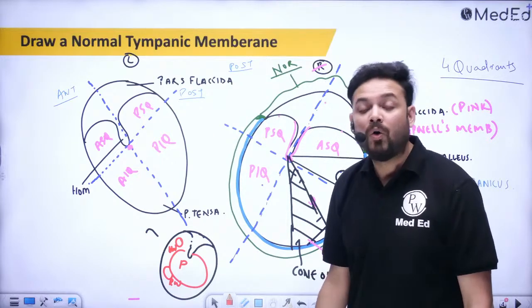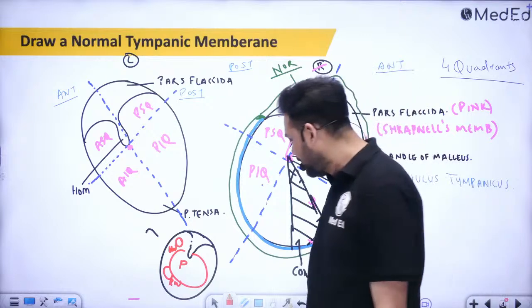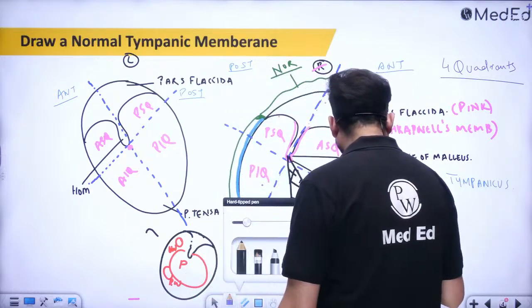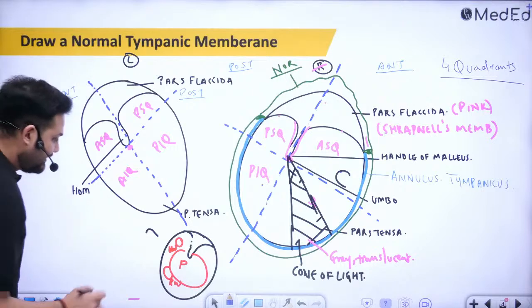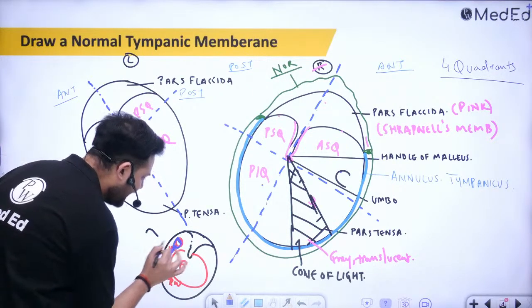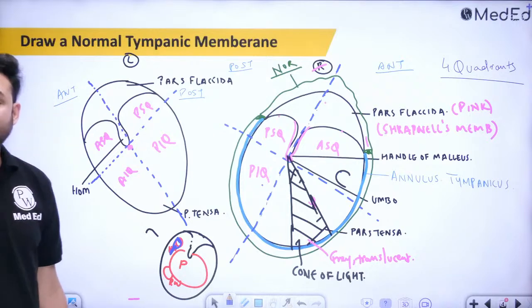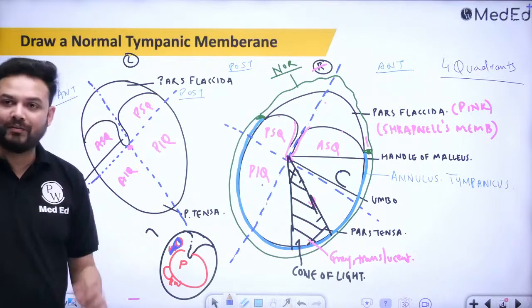Now, what opens over the oval window? Over the oval window, there is a very important structure that opens, and that is my stapes. The stapes opens over the oval window. I told you that when I was telling you about the middle ear. So the stapes is opening over the oval window.